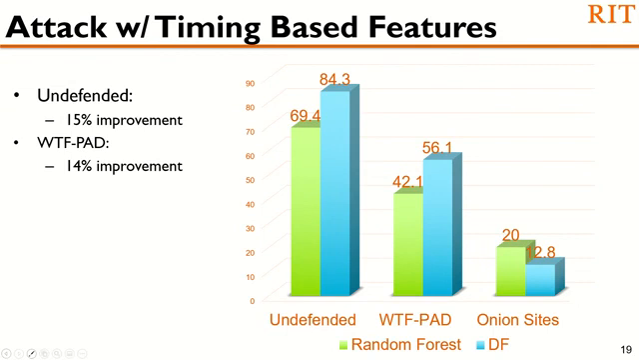Now let's look at the evaluation of our timing features. To note, we don't necessarily expect that timing features alone can provide a high enough accuracy. We use both the k-FP random forest classifier and the DF model for this set of experiments. DF classifier outperforms random forest classifier for both undefended and WTF-PAD datasets. However, random forest wins for the onion sites. The takeaway for this experiment is that timing features alone have a reasonable classification value.